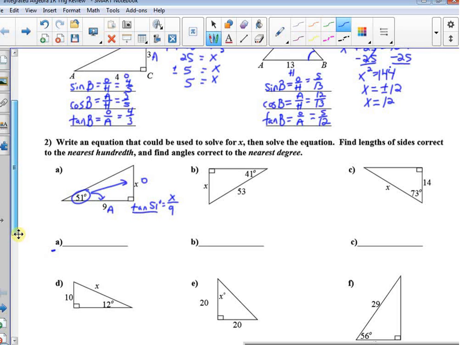Then to solve it, I'm just going to cross multiply here. So I get x times 1, and then it's 9 times tan 51. You do not want to do tan 51 times 9, because then that turns into sometimes an issue with parentheses. Now you want to make sure when you calculate this that your calculator is in degree mode. Okay, so we need to see mode in degrees.